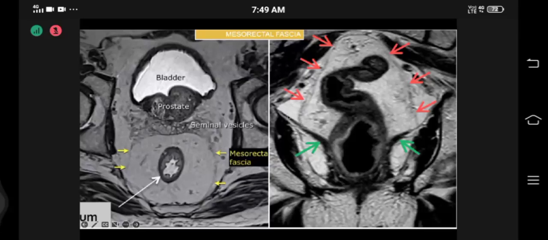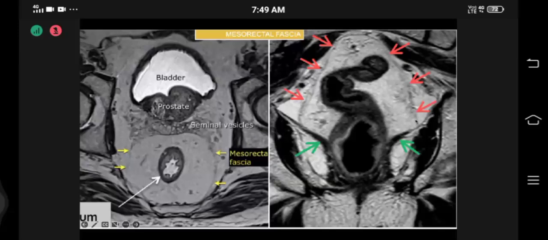So this is the levator ani muscle. This is the external sphincter. This is the rectum, and the circular muscularis propria of the rectum continues down as the internal sphincter, which I will explain to you later. But now you should understand the concept of mesorectum, how to identify the mesorectal fascia.